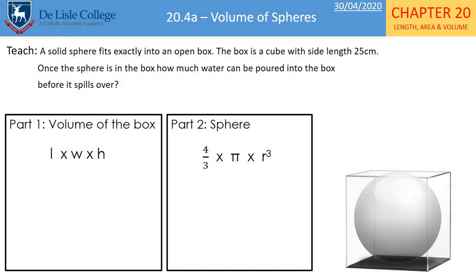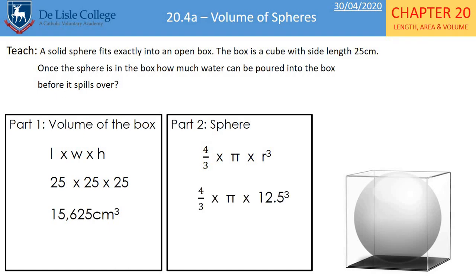Excellent. So again, the box, we know it's a cube, so we're doing 25 times 25 times 25. So we should have that as our answer, which is brilliant. That would get us lots of credits. Then we can find the volume of the sphere.